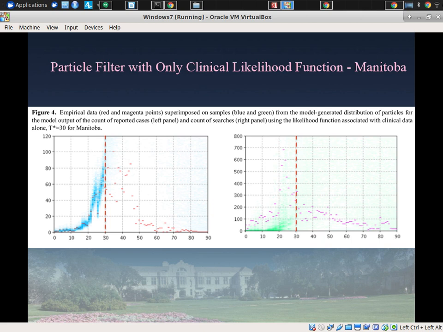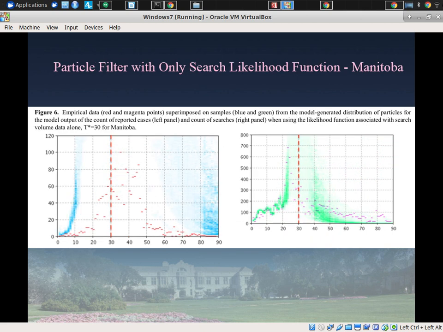And this is Manitoba, again, only clinical likelihood data, and it's really off as far as the search data. Okay, now let's look at only search data. Take a look at this. It thinks, whoa, the number of cases of illness is taking off. It's able to anticipate how things go, not horribly, with search data here, but in order to do so, it's unhinged as far as clinical data. It just can't make this transition to figure out how many clinical cases there are.